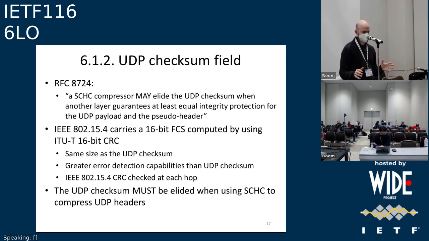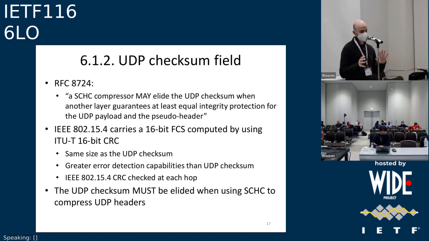So 15.4 carries a 16-bit frame check sequence, which is computed by using the ITU-T 16-bit cyclic redundancy check, CRC. So this frame check sequence has the same size as the UDP checksum. It is known that it has greater error detection capability than the UDP checksum. And even if we consider multi-hop communication, then the 15.4 CRC will be checked at each hop. So first conclusion is that it's possible to actually align the UDP checksum if we are using SHIC here.